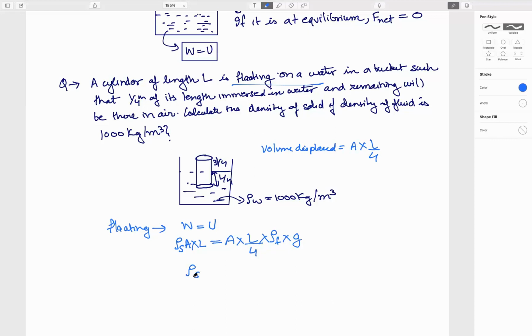So from here what we get is rho S. A is the same area, so A and L will cancel out. What we get is 1000 divided by 4, so that is 250 kg per meter cube.